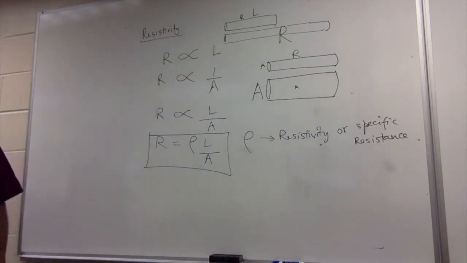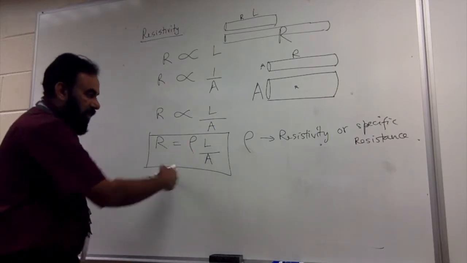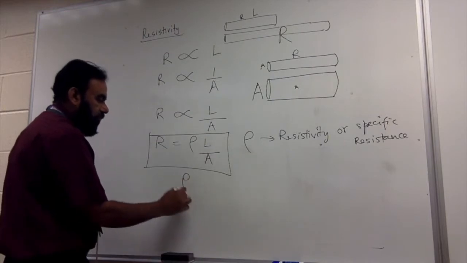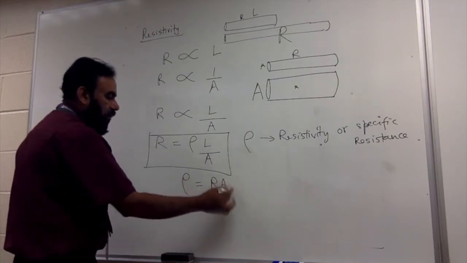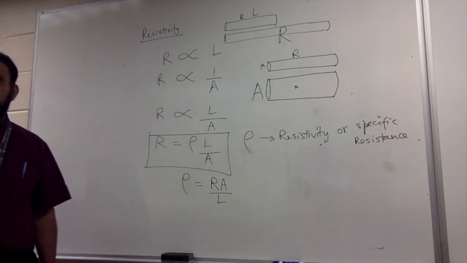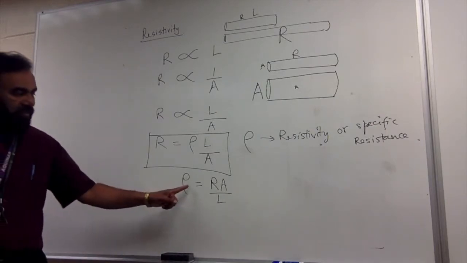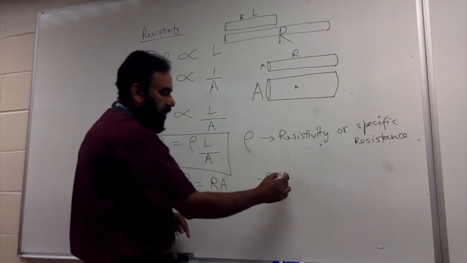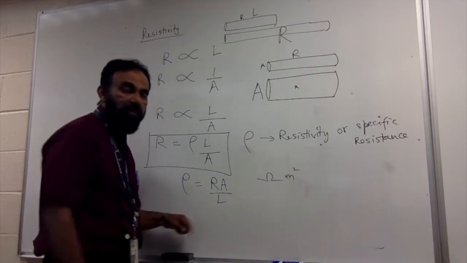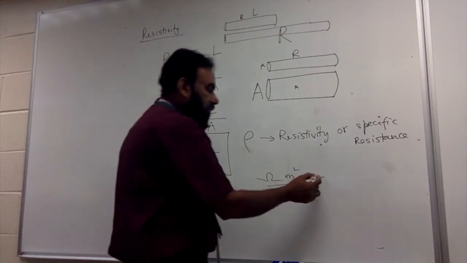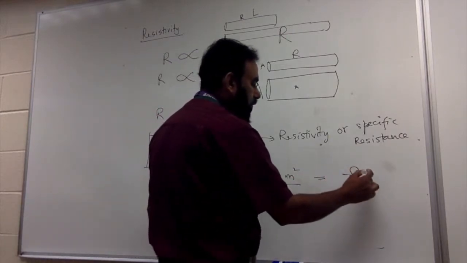It's called resistivity or specific resistance. Now if I pull out the resistivity from here, I get resistivity is equal to RA over L. And that will let us know what is the unit of resistivity. What's the unit of resistivity? R has a unit of ohm, A is meter squared, and L is meter. So what's the unit of resistivity? Ohm meter.